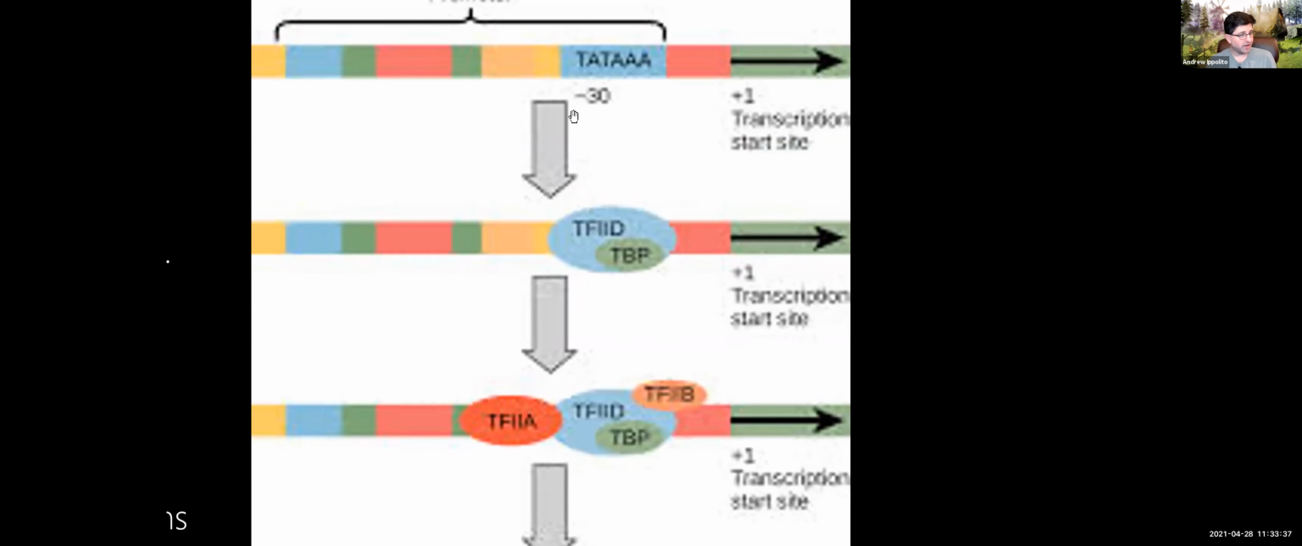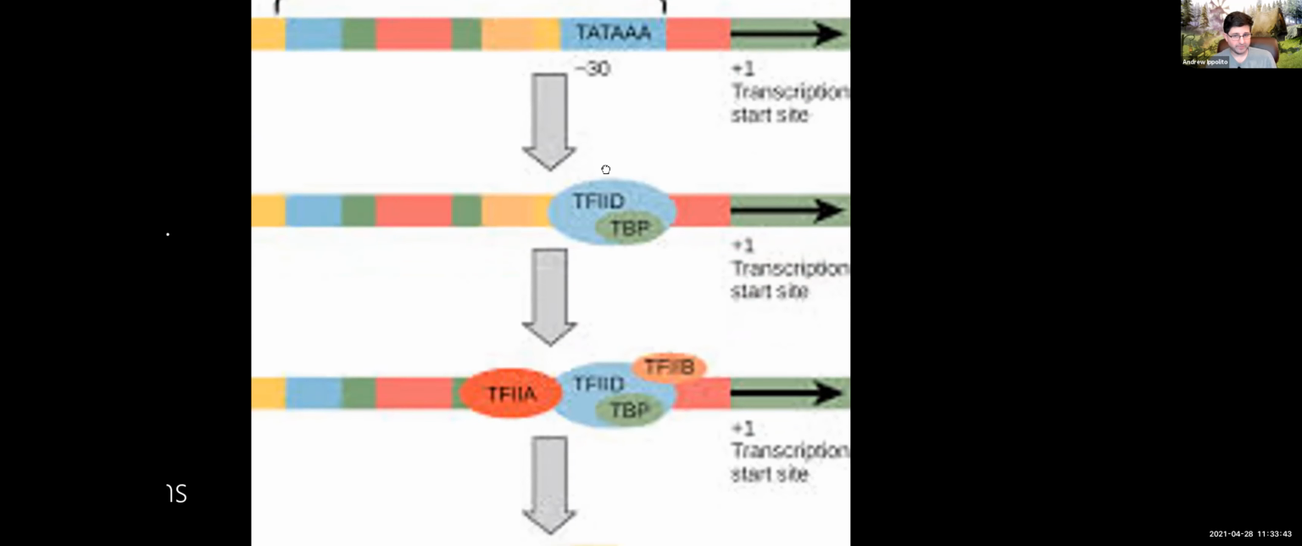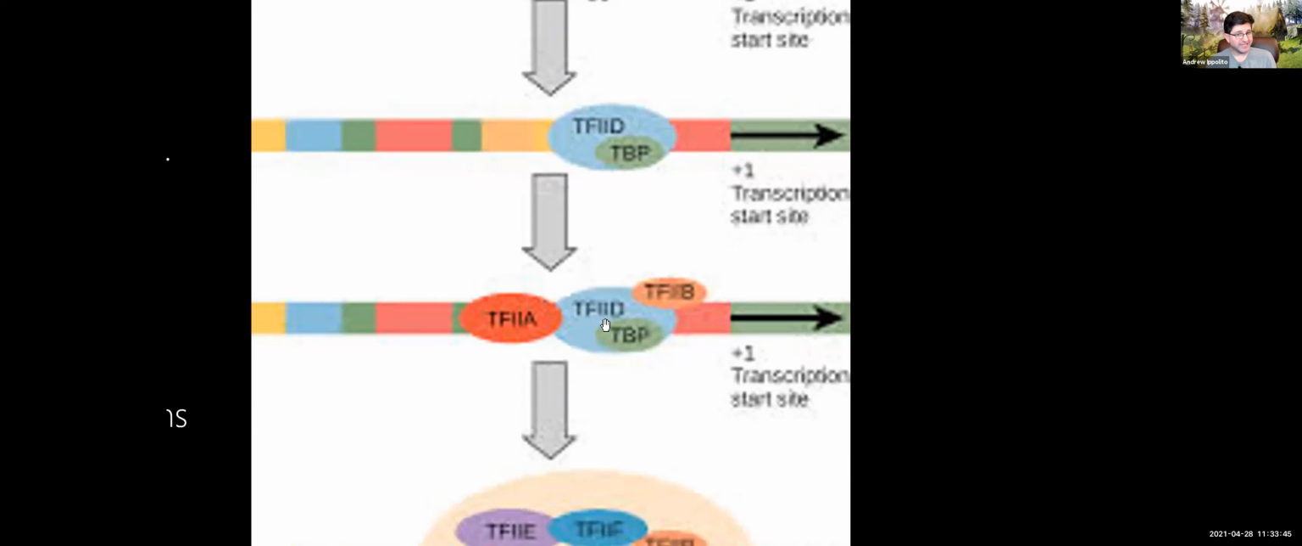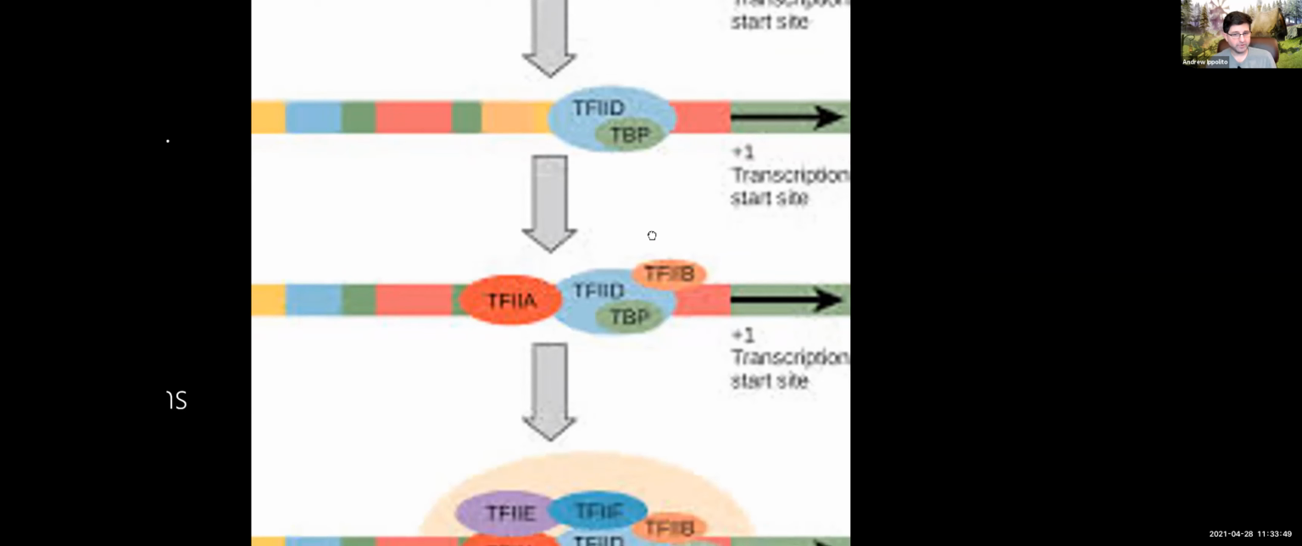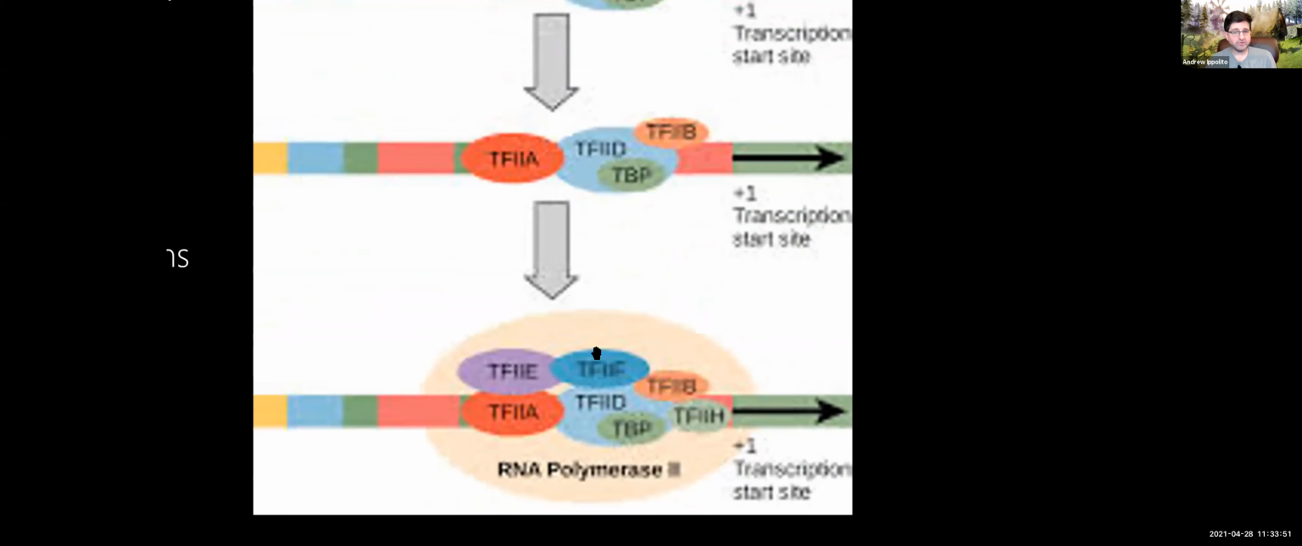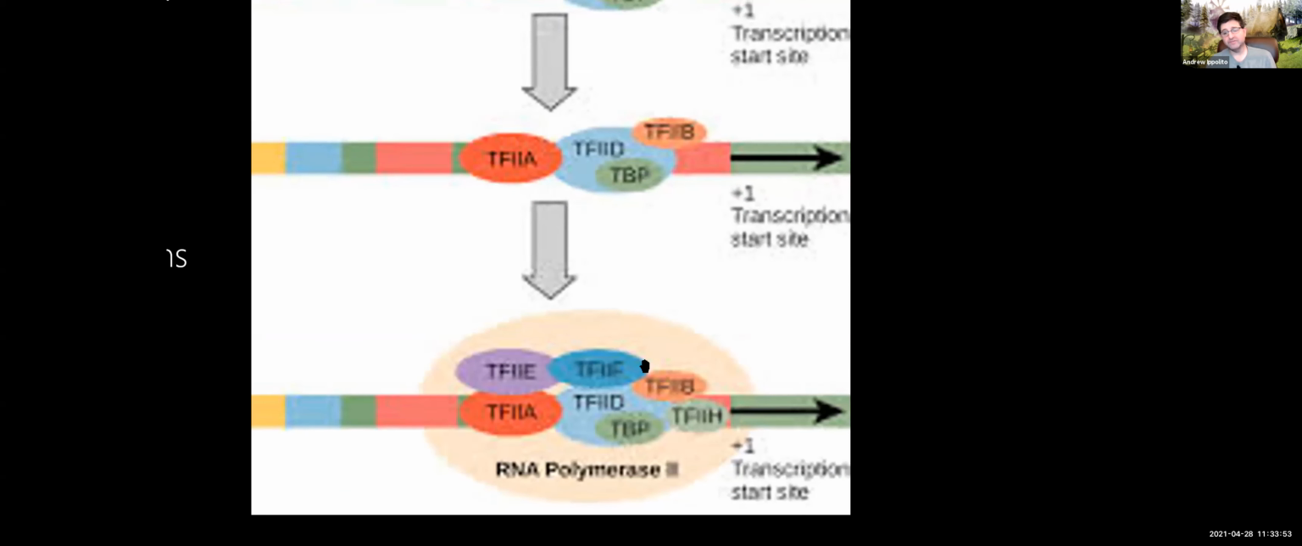This is how you would tell the story. For this gene to turn on, TATA binding protein binds to the TATA box, recruiting TF2D. This complex in turn recruits TF2A and TF2B, which in turn recruit TF2E and TF2H. Once you have this, called the pre-initiation complex, that recruits RNA polymerase 2.